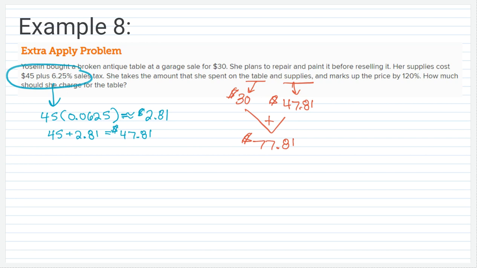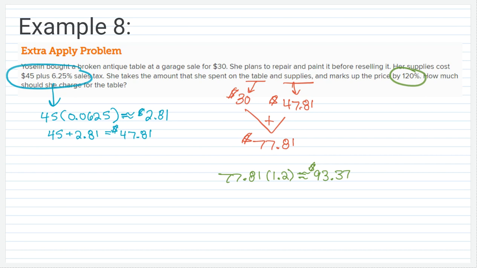So we're going to do $77.81, and we're going to multiply by, again, the markup amount, which is 120%, so I'm going to multiply that in decimal form, so 1 20/100 or 1 2/10. And then that is going to give me an answer of approximately $93.37. So again, that is the amount that this table is being marked up. She's trying to make a profit, so she's trying to figure out how much she needs to charge, so she's marking it up $93.37.